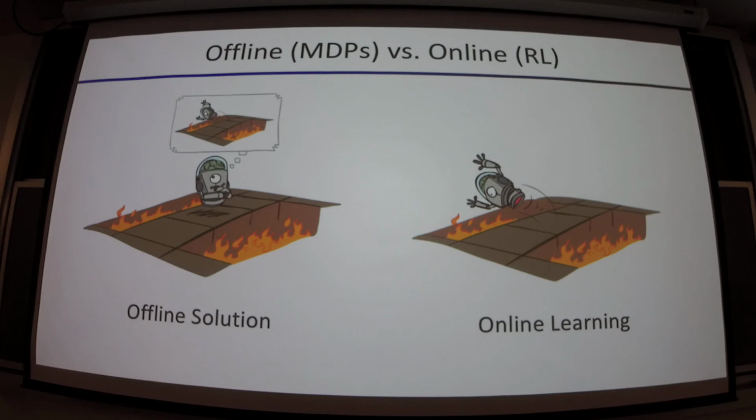Online learning is different. You have to try things, right? So in this example here, this robot has to jump off the cliff in order to learn that that's not fun. It has to do so in order to learn that there's fire down there, essentially. It has to try things, right? And so we're going to be talking now about online learning. Reinforcement learning is an instance of online learning.